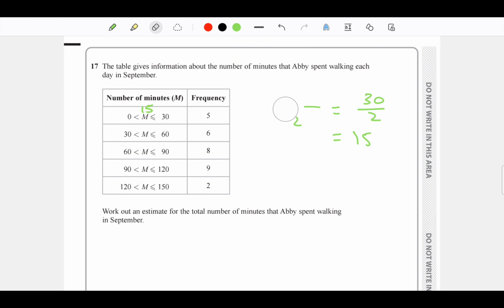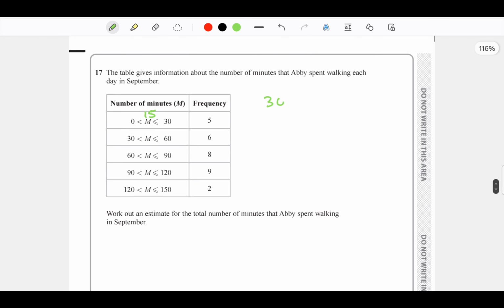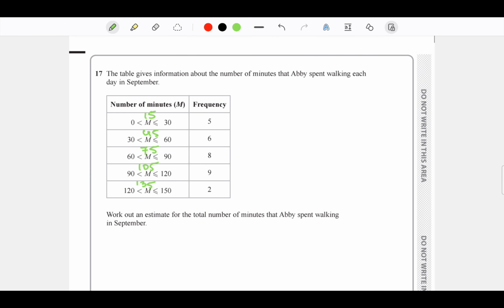Let me do one more example. So we're going to find the average of 30 to 60 minutes. 30 to 60 minutes would be 45 minutes. Right, so I'm going to write here 45. I'm going to write down all the values of all the averages. So the averages are 15, 45 minutes, 75 minutes, 105 minutes and 135 minutes.